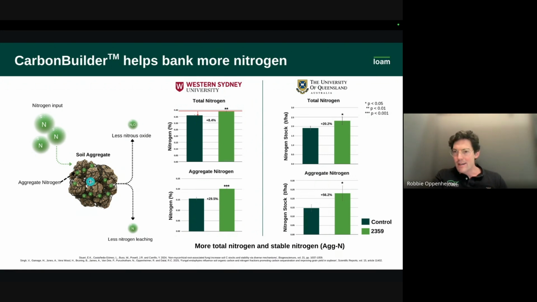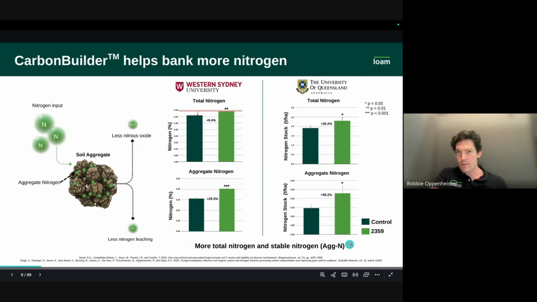That nitrogen can either end up in the plant and in the grain, or it can be lost through nitrous oxide back into the atmosphere, or nitrogen leaching through the profile. However, if it's possible to create a healthy soil structure with nice aggregation, nitrogen can stay in that soil less exposed to oxygen, which will cause that oxidation to nitrous oxide. So it will slow down the rates of loss of nitrogen. And that's actually exactly what has been seen with CarbonBuilder in these two peer-reviewed published studies.